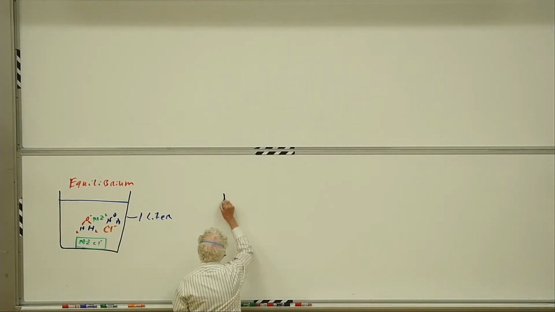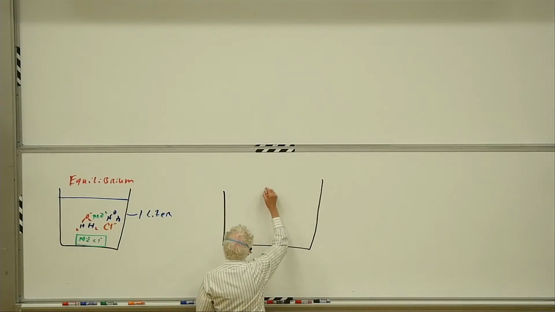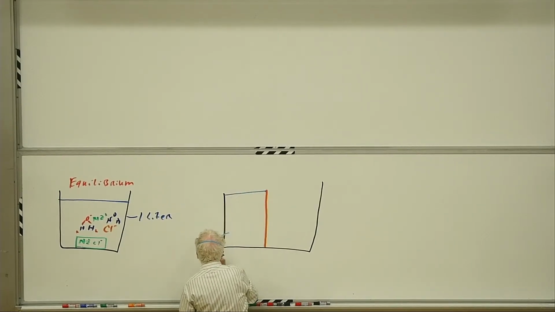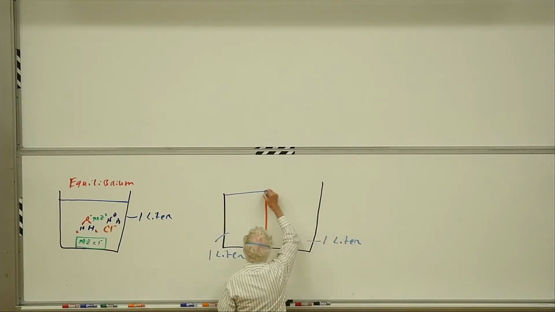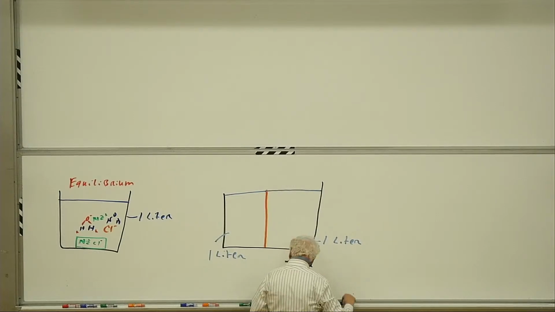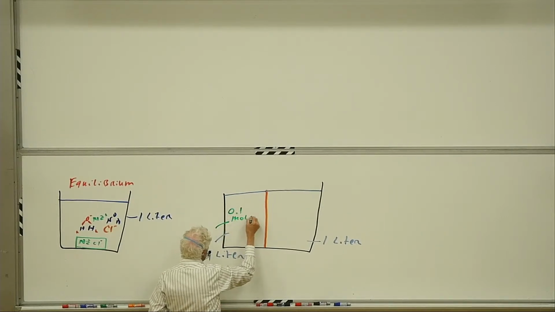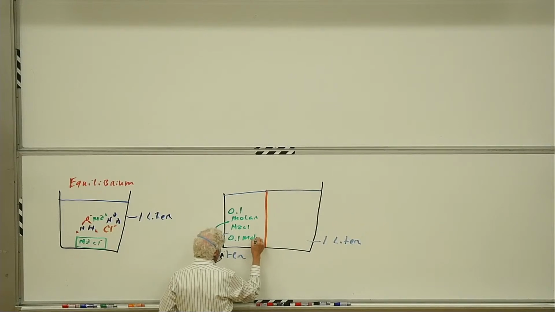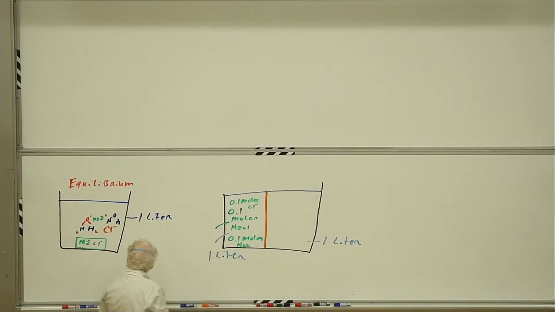Imagine we have another beaker, but now we divide that beaker into two equal volumes. On the left side, we have 1 liter, and on the right side, we have 1 liter. But the difference here is that on the left side, we have 0.1 molar sodium chloride. You remember from yesterday, this means we'll have 0.1 moles of sodium ion and 0.1 moles of chloride ion, because this sodium chloride crystal is completely dissociated into sodium and chloride ions.